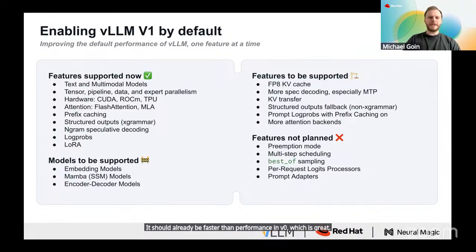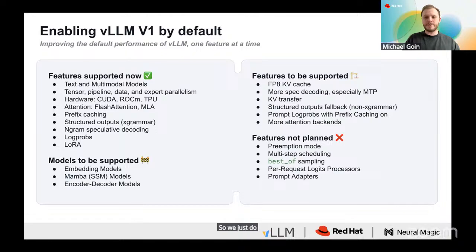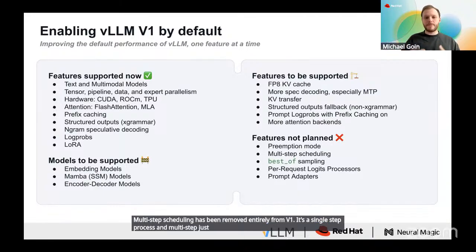There are some features we plan on not bringing to v1, or are certainly left to the community or research to add into v1. We haven't found specifying different preemption modes to be useful, so we just do the standard recomputation preemption by default. Multi-step scheduling has been removed entirely from v1. It's a single-step process, and multi-step just isn't needed anymore for performance, and it removes a lot of complexity to get rid of it. So we're happy to leave that in v0.